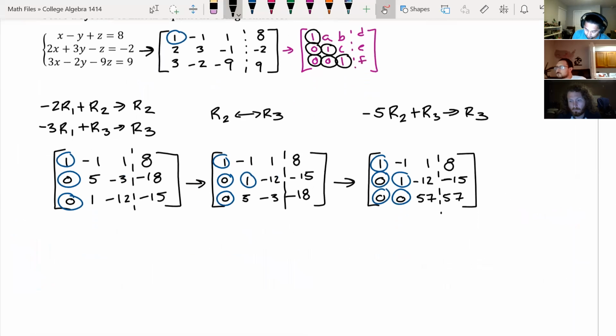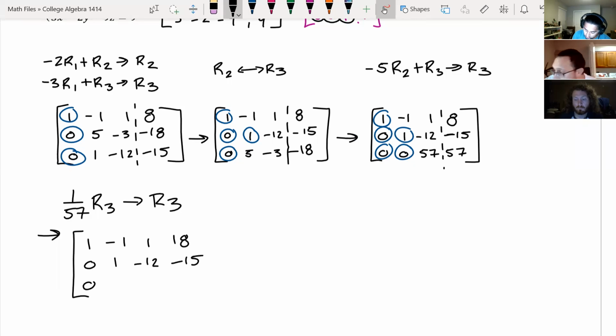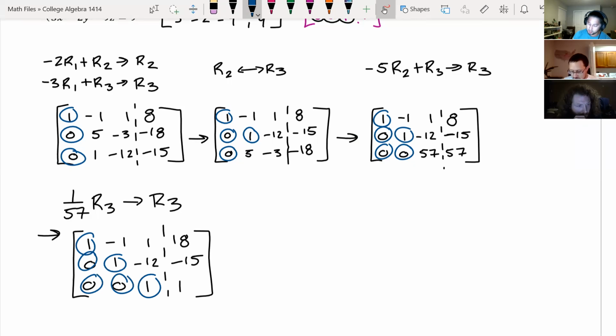We're going to say 1 over 57 times row 3 will be the new row 3. And here we go: 1, -1, 1, 18, 0, 1, -12, -15, 0, 0, and you're multiplying all of these by 1 over 57. So you get 1, 1. And we got it. We have our row echelon: 1, 0, 0, 1, 0, 1. Now convert back to a system.